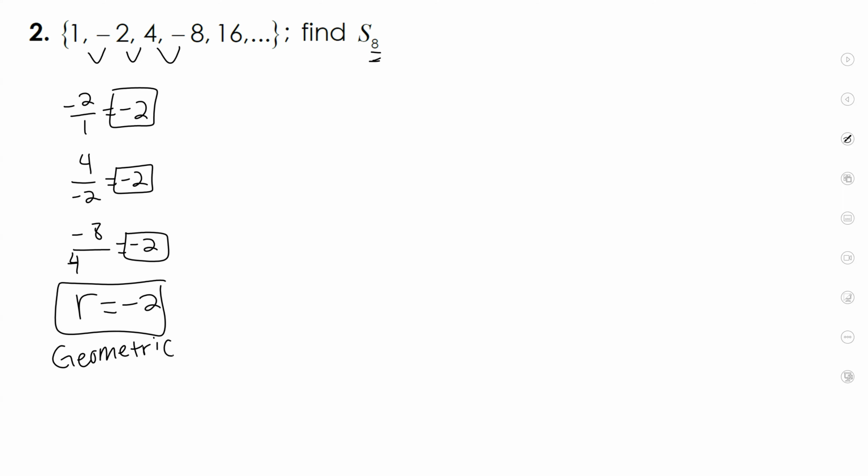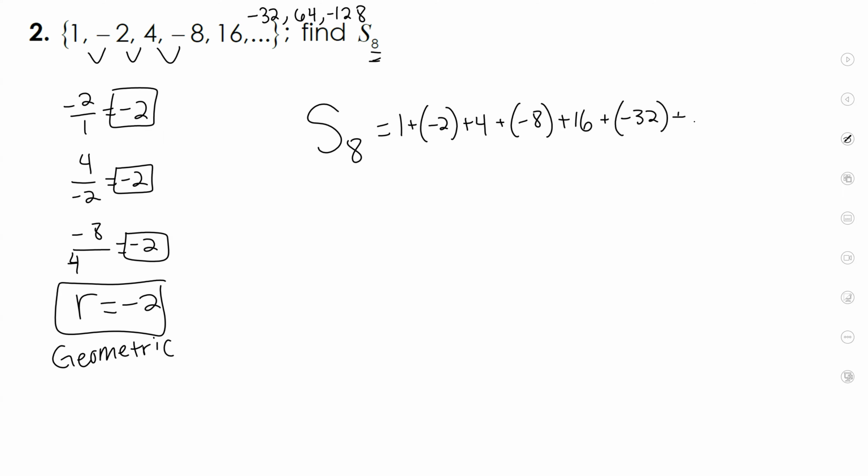Okay, so let's find the next few terms. 16 times -2 is -32. Multiply that by -2, you'll get 64. Multiply this by -2, you'll get -128. So those are 8 terms up there. To find the partial sum, we're going to add those all together. So this will be 1 plus -2 plus 4 plus -8 plus 16 plus -32 plus 64 plus -128.